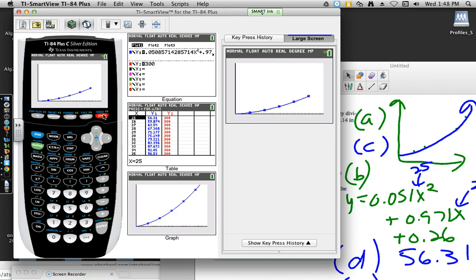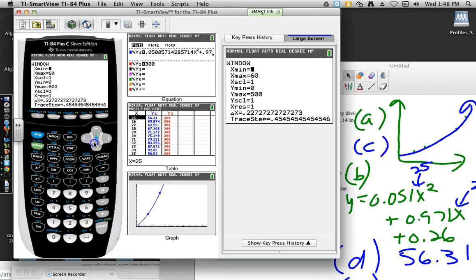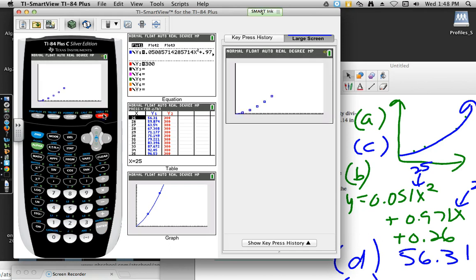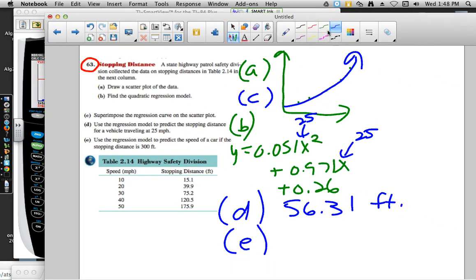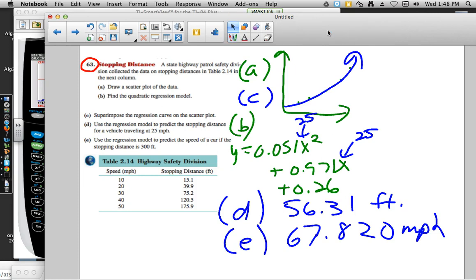And we can see our regression model again. And we can see we're going to need more x's. We have to go farther out. So window. Let's make this 120. Let's double what we have. Graph. And there is our line that we want that intersection for. So second trace, number 5, intersection, 1, 2, 3 times, press enter. And Blinky says at 67.820 miles per hour is where we would get that information. All right, so that one is completed.